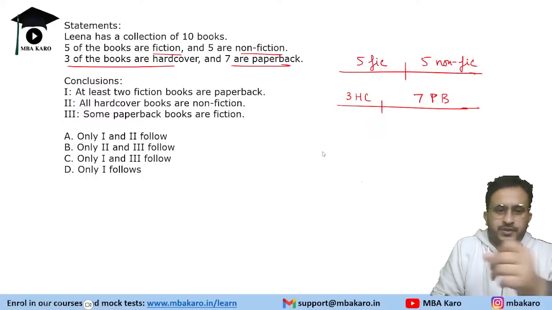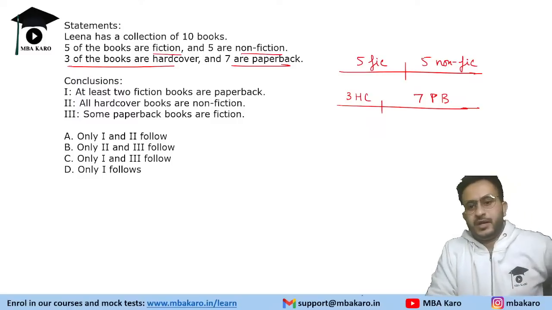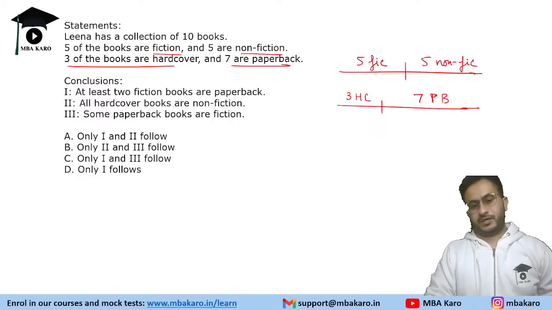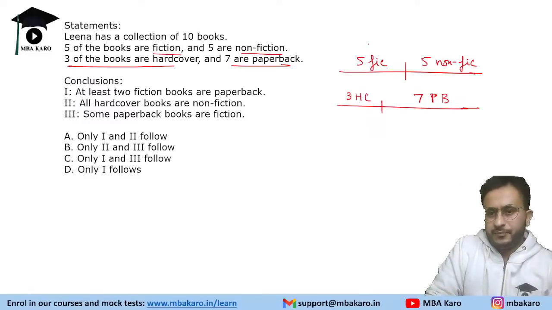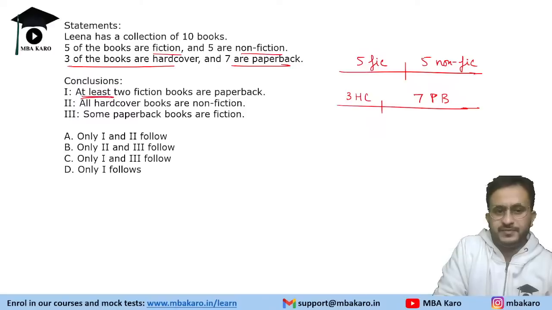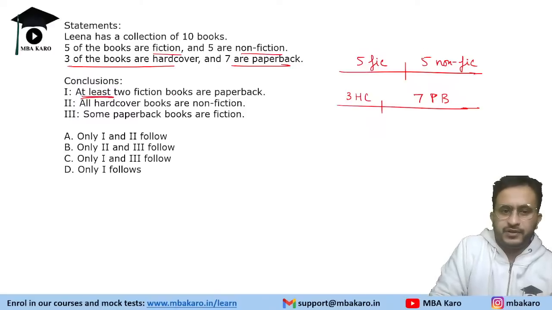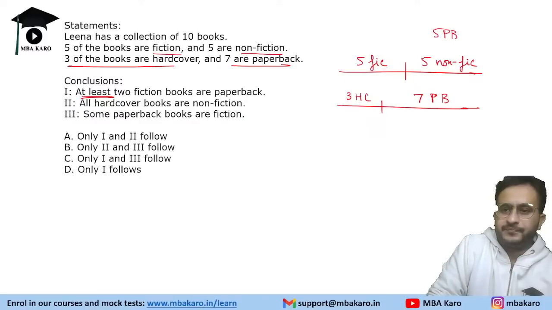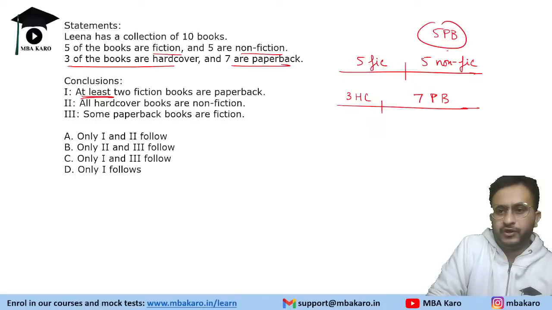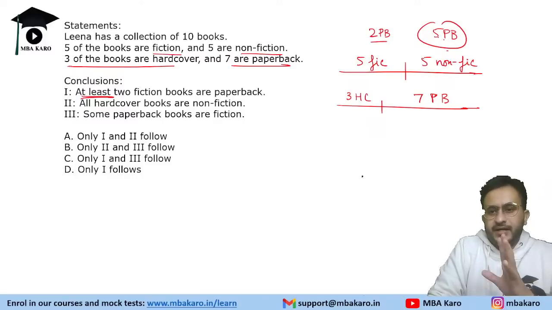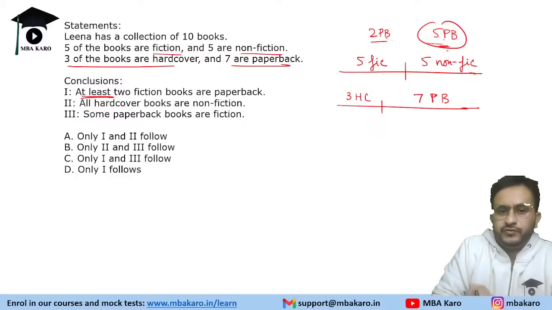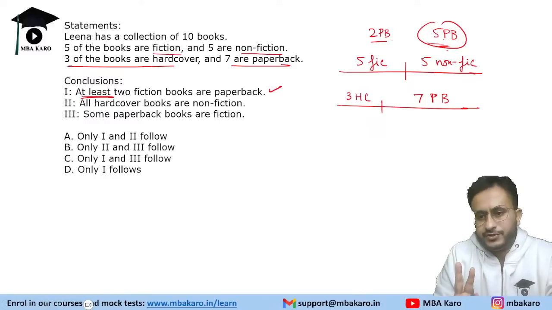Okay, so at least two fiction books are paperback. Can we conclude the first one? It's saying that two fiction books are paperback. Suppose we have to minimize this, right? At least means minimum. So we have to give minimum paperback. Even if you put all five paperback in non-fiction, two paperback will come in fiction because seven paperback are there. So this is true. Minimum two has to be there.